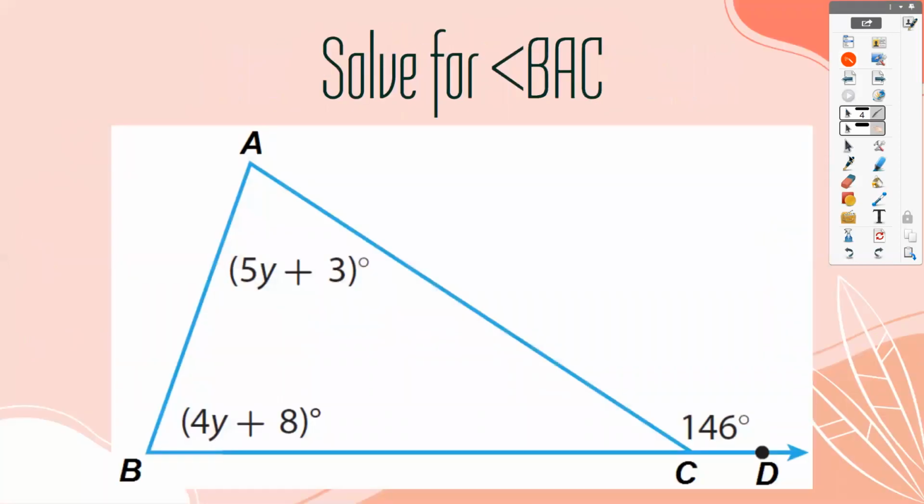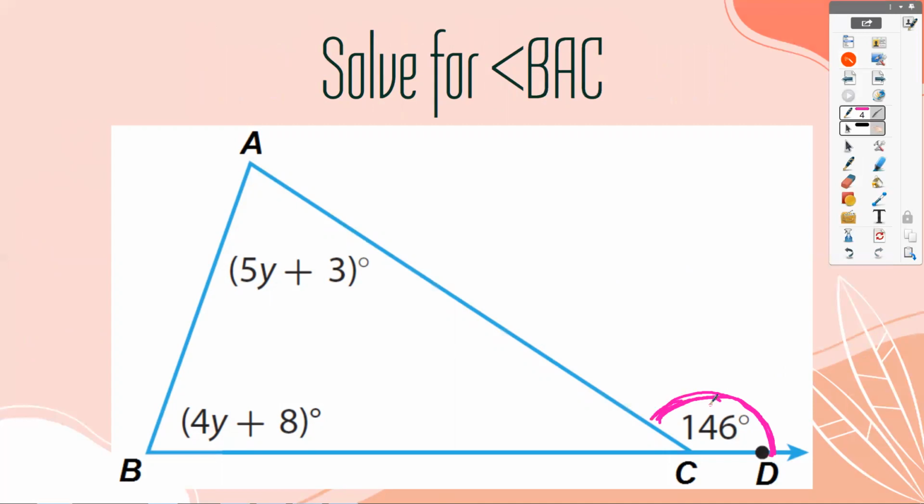So if we look here and I want to solve, now the first thing I see is I have X's, or in this case Y's, but I have variables. So immediately that means I have to set up an equation. Again, variables have to have an equation. So this is my exterior angle.